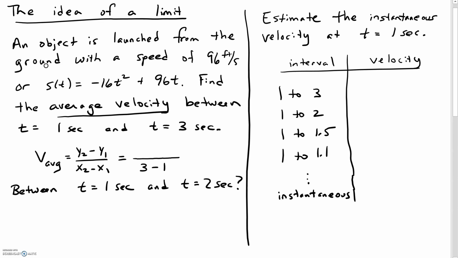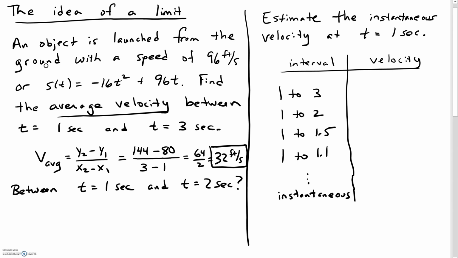So negative 16 times 3 squared plus 96 times 3. You can pause the video and check on a calculator if you want to check my calculations, but we get 144. If we plug 1 in, notice we'll end up with 80. If we clean up the numerator and denominator, it's 64 over 2, which gives us 32 feet per second. And so that's our average velocity from 1 second to 3 seconds.